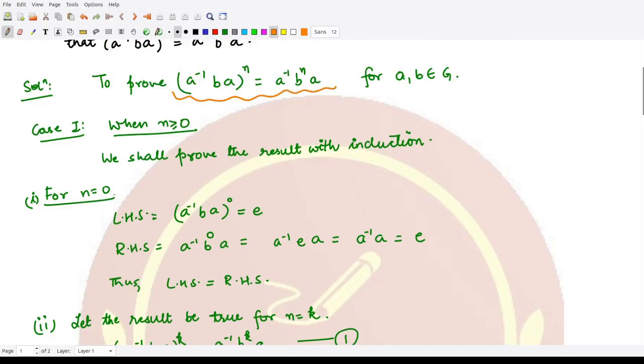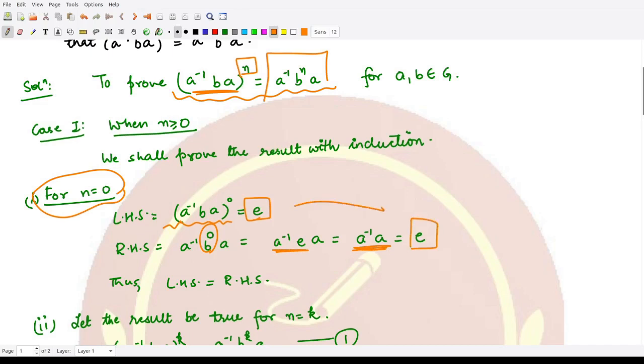So when n is equal to 0, we have the left hand side, we can substitute 0 in place of n. Anything raised to power 0 means we are talking about the identity element, so it is E, right? And what about the right hand side? Right hand side would be A inverse B raised to power 0 and A. B raised to power 0 again is identity. So A inverse into identity is A inverse. A inverse into A is again identity. So you see both of them are equal to each other. Hence we have the result true for n equal to 0.